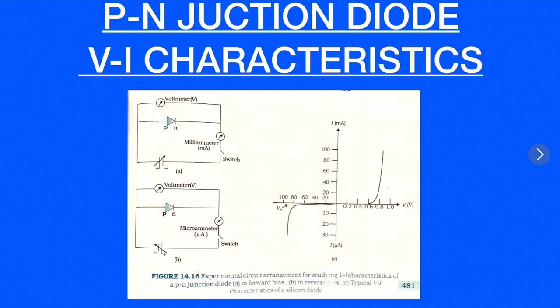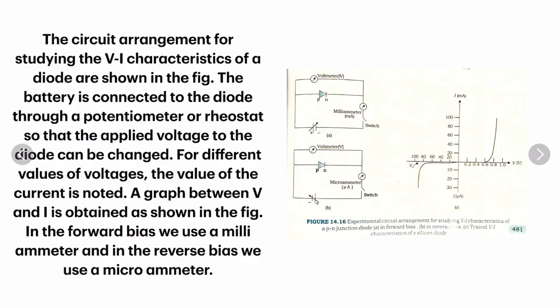Okay, let's start. The circuit diagram to study the VI characteristics is shown here. You can see this is the PN junction diode. P is connected to the positive terminal of the battery, N is connected to the negative terminal of the battery through a milliammeter and a switch. As I already told you in my previous video, in the forward bias the current is of the order of milliamps, so we connected a milliammeter here. To measure the voltage across the diode, we connected a voltmeter here.